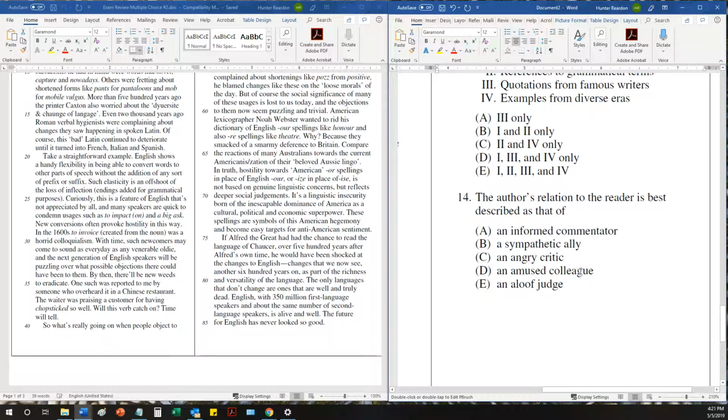Therefore, D can go. I don't see much evidence of the writer being either sympathetic or angry, just mostly factual in a lightly humoristic way. So B and C are not great answers, and A is left, an informed commentator. The author has things to say about the English language and how it's changed, and he provides evidence to back up his claims. So A checks out as the correct answer.